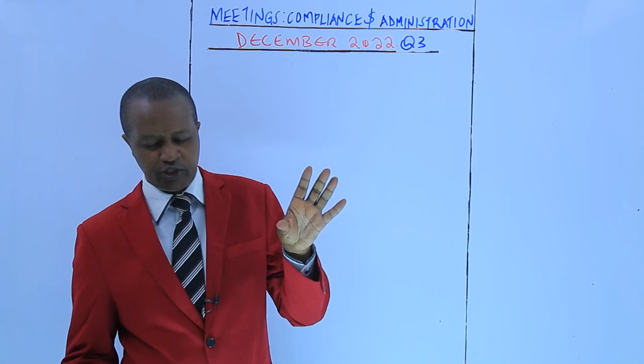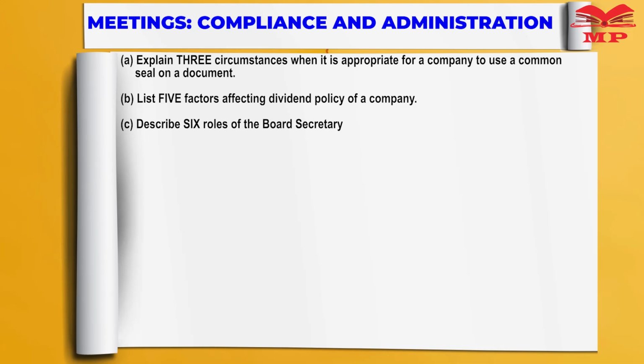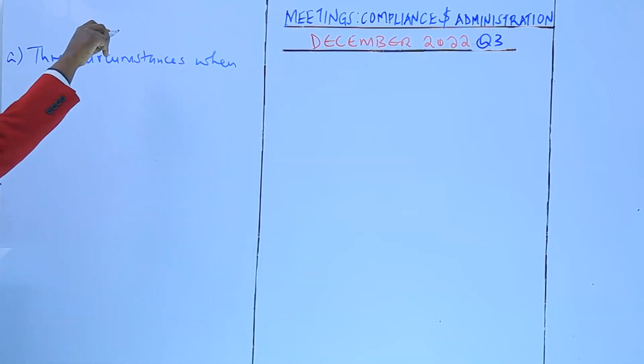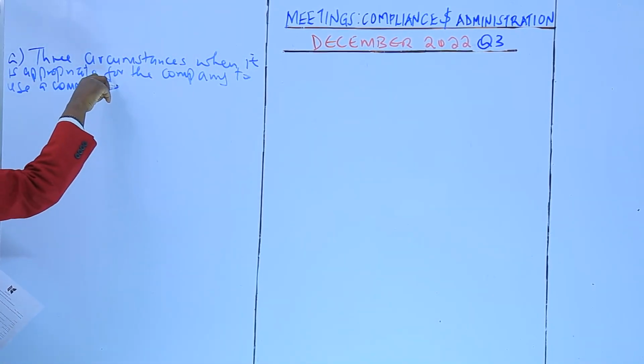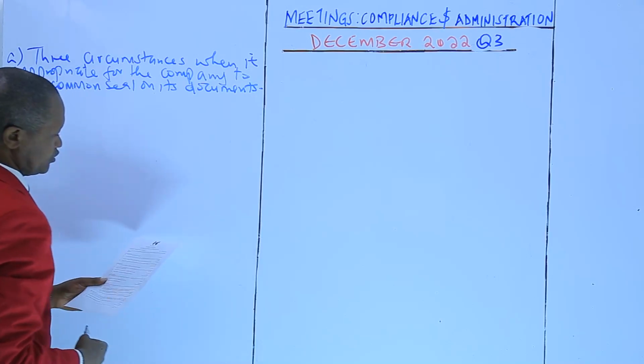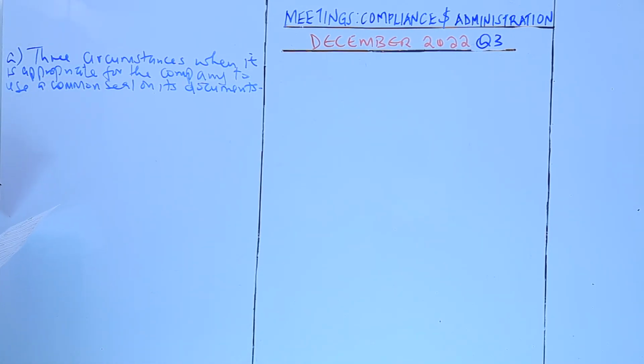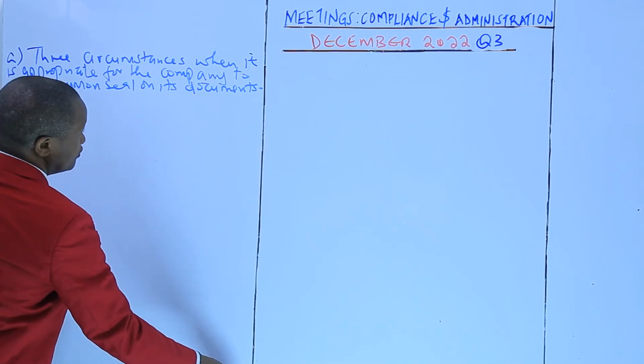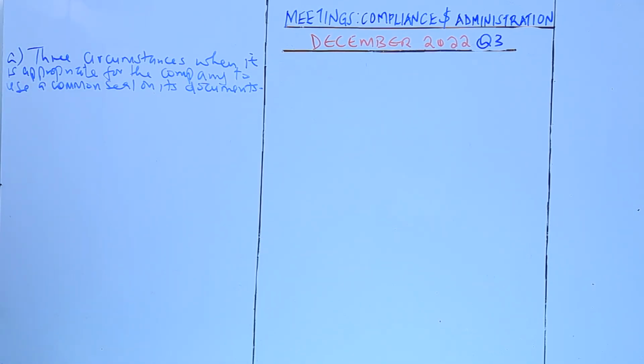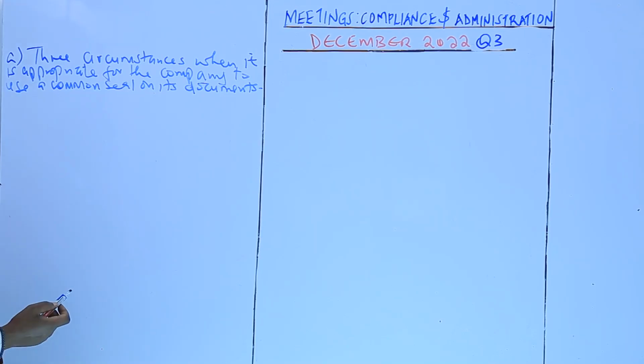Today we're moving on to question number 3, December 2022. Question 3A reads, explain 3 circumstances when it is appropriate for a company to use a common seal on a document. That's the question: 3 circumstances when it is appropriate for a company to use a common seal on its documents.